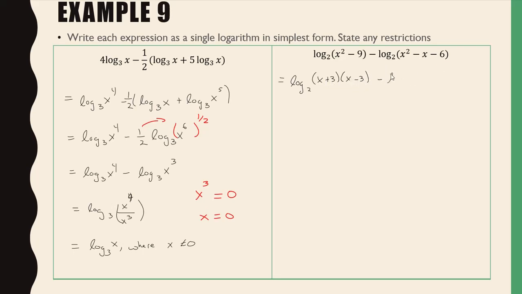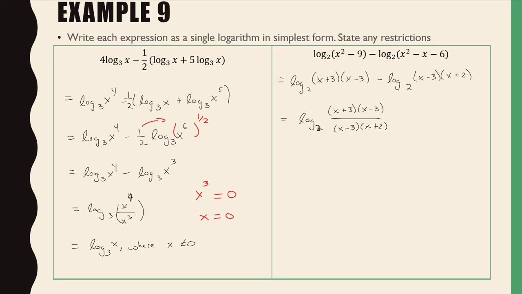In our second logarithm, we have log 2. And if I factor this, I get x minus 3 and x plus 2. Well, now I have a multiplication, so I can actually use the log law to split these up, but I don't think that's the best thing to do. I want to make this into one logarithm, and they have the same base, so I'm going to rewrite this as a division. So log base 2, numerator is x plus 3 times x minus 3, all divided by x minus 3, x plus 2.